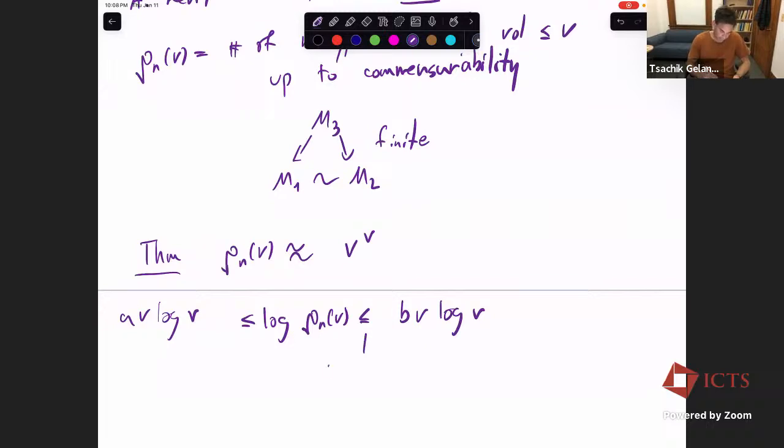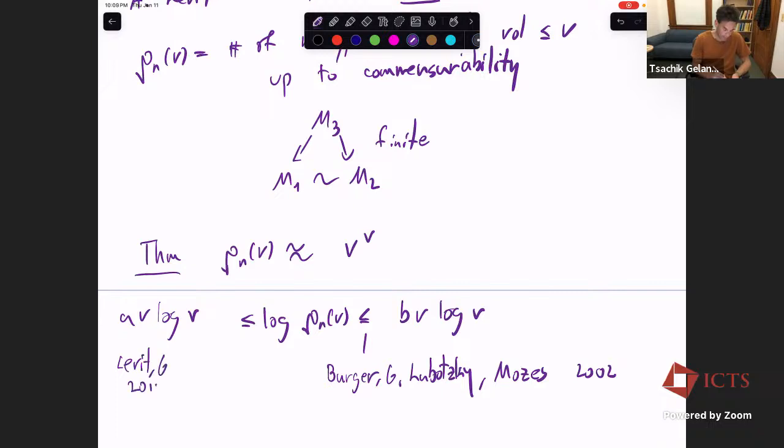This is the result that was proved jointly with Mark Burger, Alex Lubotsky, and Shachar Moses in 2002, and this is with Ariel Levitt in 2014.